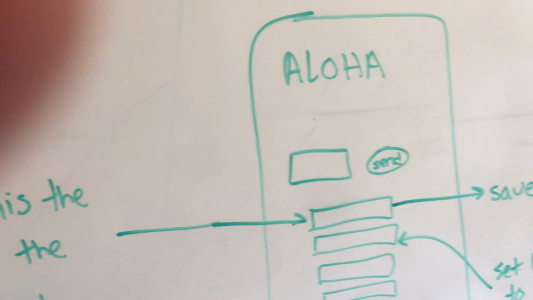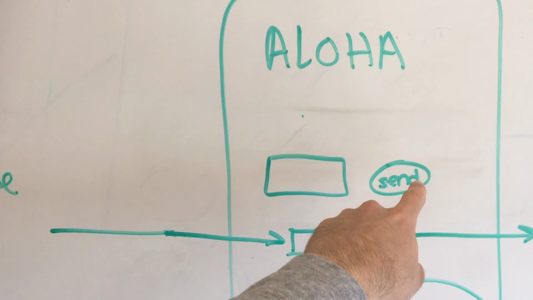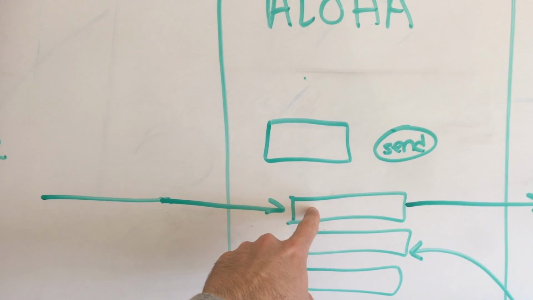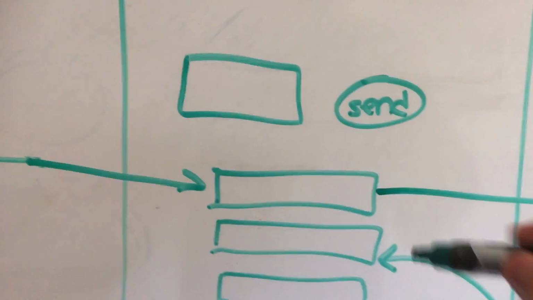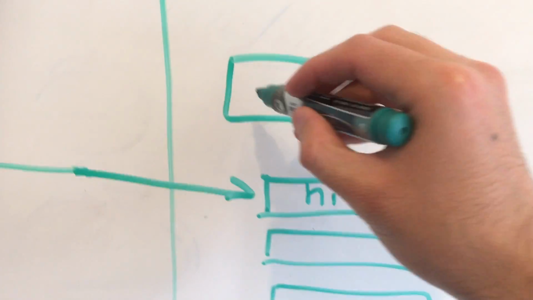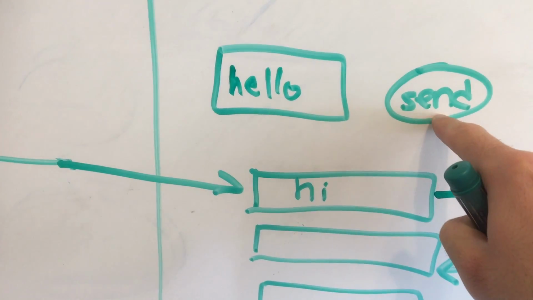So I drew a little Aloha app, right? This is where we wrote hi, we hit send, it's going to store, and then the text is going to go right here. So this is where it gets stored. I'm just going to write in hi. Great. Now I'm going to write in hello, and I'm going to hit the send button again.